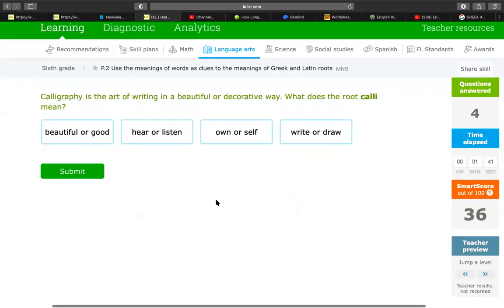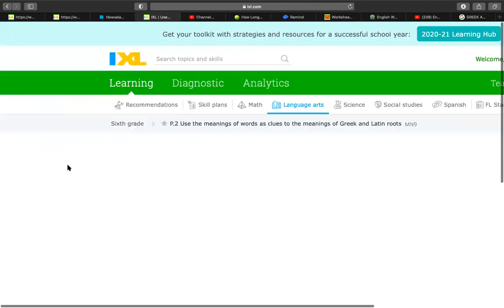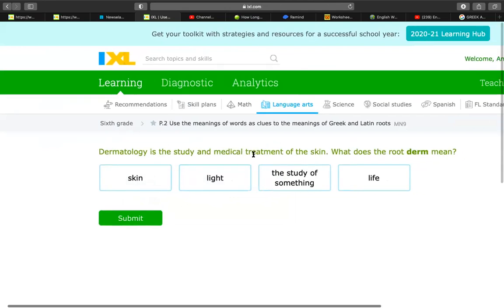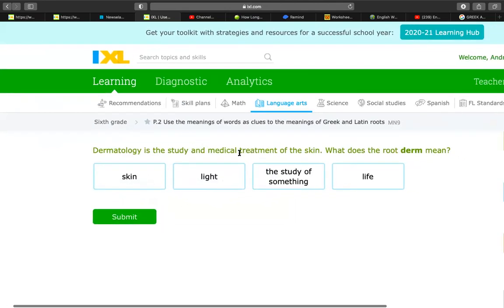Calligraphy is the art of writing in a beautiful or decorative way. What does the root kali mean? Beautiful or good. Yeah, let's do that one. Beautiful and good. Fantastic.